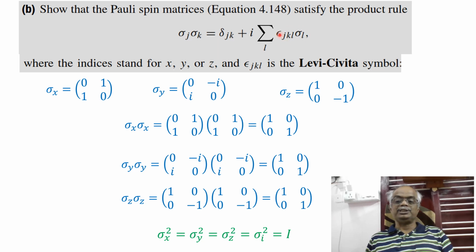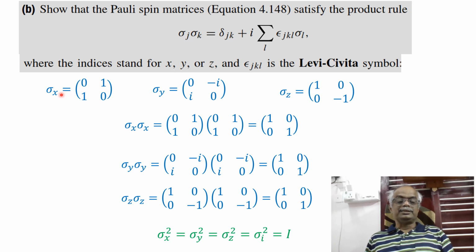However, this will be 0. If j and k are different, this will be 0, this will be 1. So, both are mutually exclusive. That you have to keep in your mind. So, these are the three Pauli matrices.